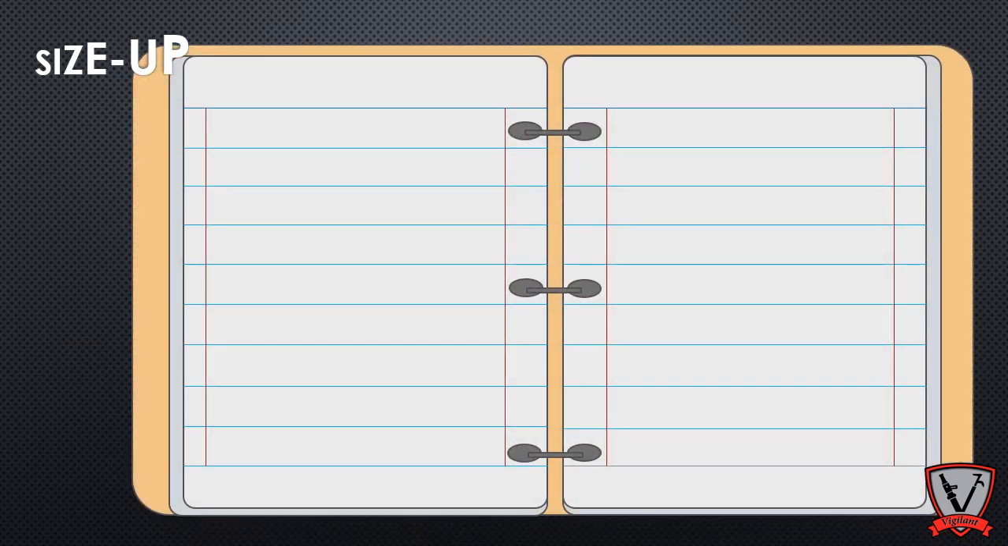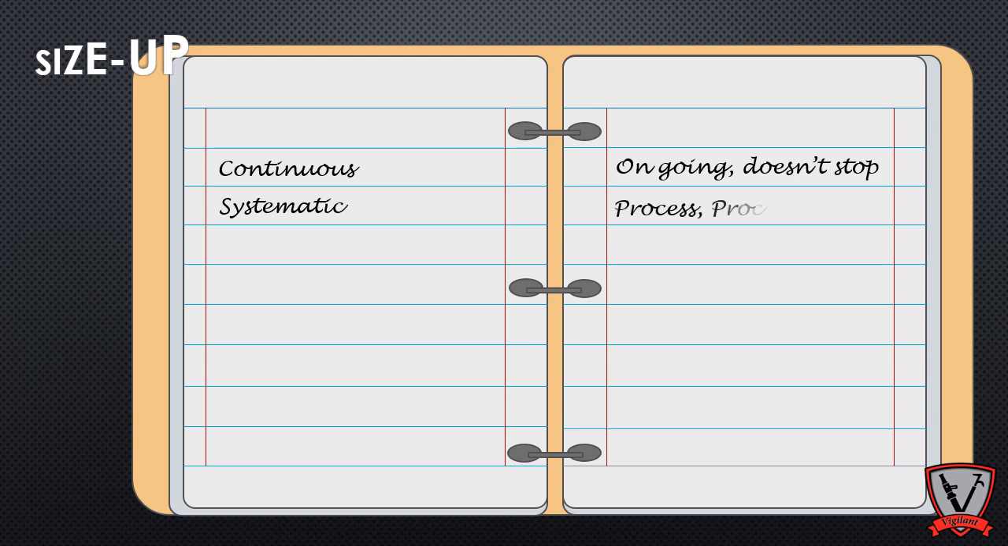We pull out our training notebook and we're going to pull apart those 3 words. Continuous. That's an ongoing operation that simply doesn't stop. It means it happens consistently, constantly. It's systematic. That means there's a procedure, a process to it. There's a process and a procedure to make the SizeUp systematic. And it's an assessment. Assessment simply means an evaluation. It's a tool by which we evaluate what's happening on the fireground.